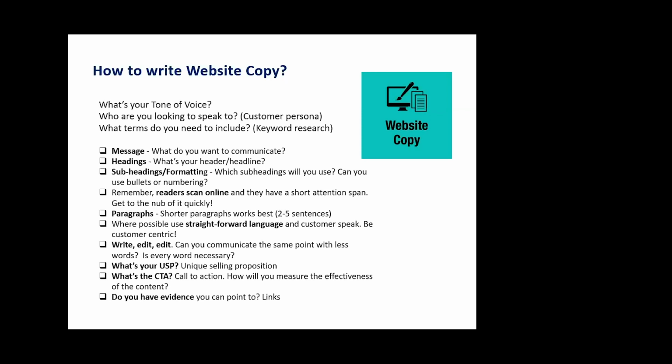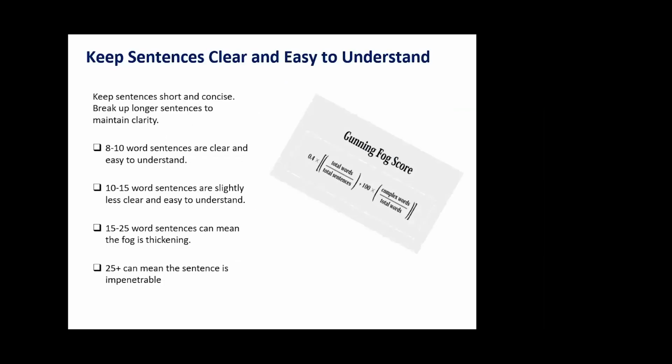How will you measure the effectiveness of the particular piece of content? Obviously, if it was content for a product, you're going to measure it in terms of product sales, for instance. Keep sentences clear and easy to understand. This is what's called the Gunning Fog score. You can go online and get tools that will score your content based on this, but these are kind of the highlights.